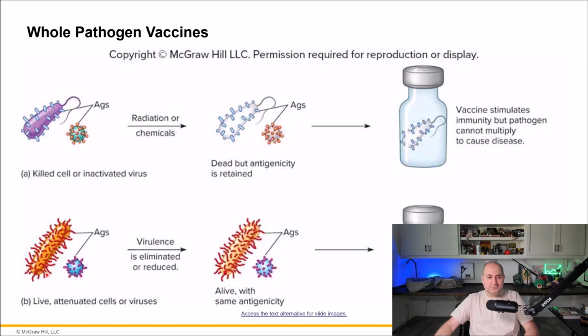The bottom example is an attenuated cell or vaccine. In this case, you take either the cell or the virus and you eliminate its virulence, which means you make it so that it can't actually cause the disease. It's still alive or active. It can still cause an infection. It just can't cause the disease. And then these attenuated viruses or cells are bottled up inside of the vaccine.